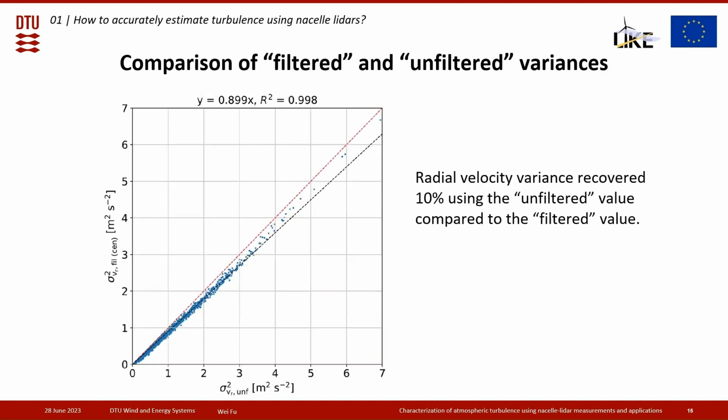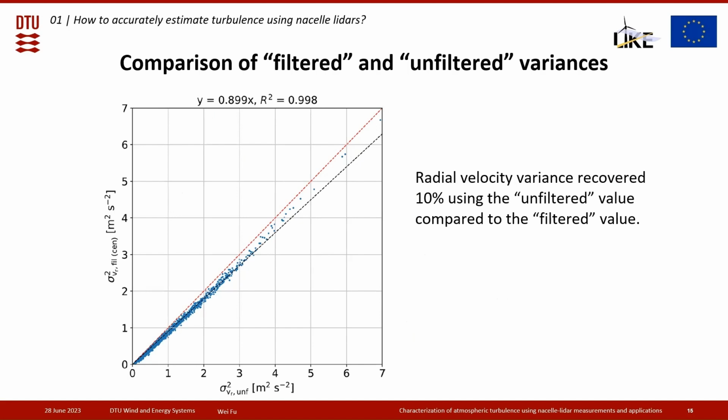Here is a comparison of the filtered and unfiltered variances. On the vertical axis, you have the filtered variance, which is attenuated, and on the horizontal axis, we have the unfiltered variance using the method before, and each dot here represents a 10-minute period. We can see from this regression plot that the radial velocity variance has recovered 10% using the unfiltered value compared to the filtered value.